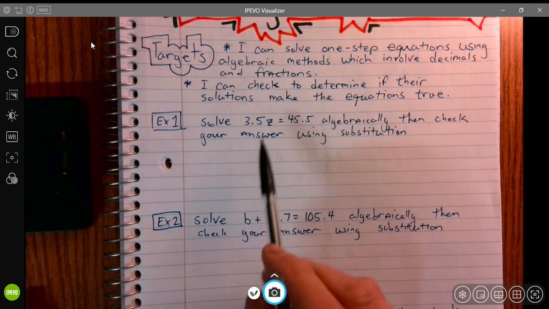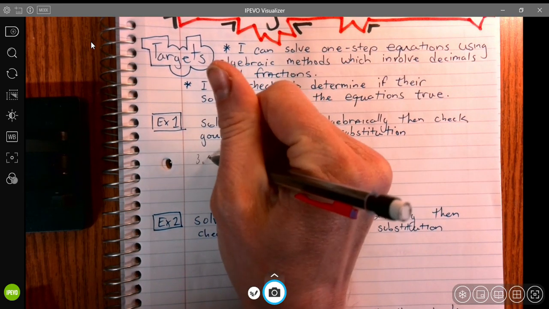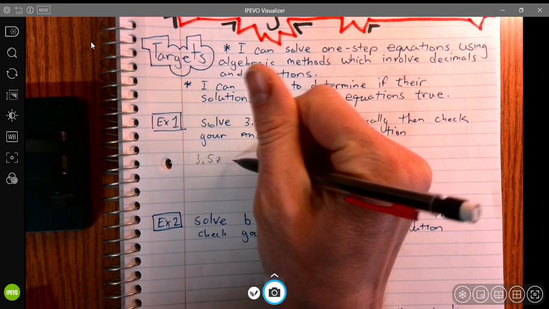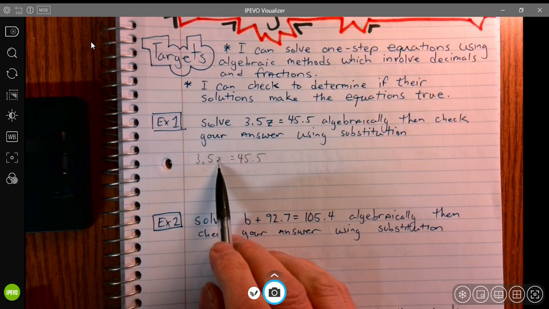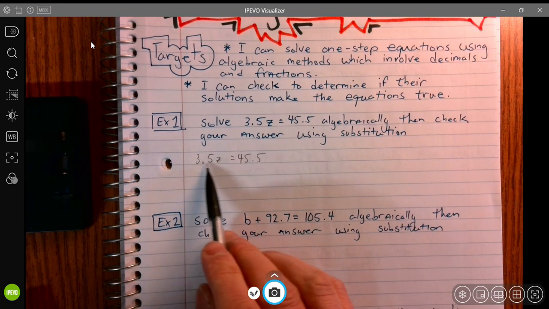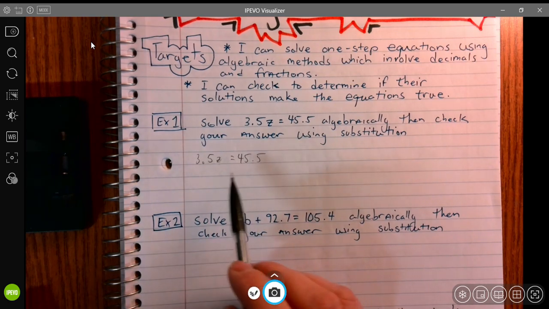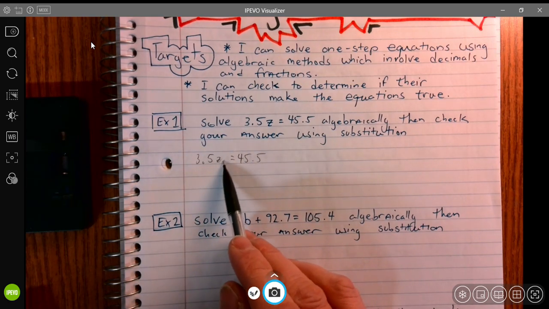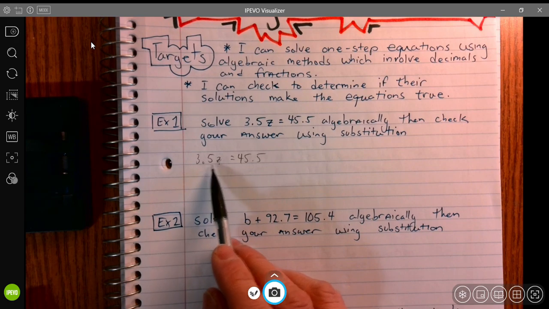Okay, so my first step, just like before, is I'm going to copy down the question. So 3.5z is equal to 45.5. Now remember, if I have a variable next to a number, what we call a coefficient, this means 3.5 multiplied by z is equal to 45.5. And if I'm solving an equation algebraically, it means I want to isolate that z, that variable, to find its worth. Okay, and the way I do that is I perform the inverse operation of what's shown here.